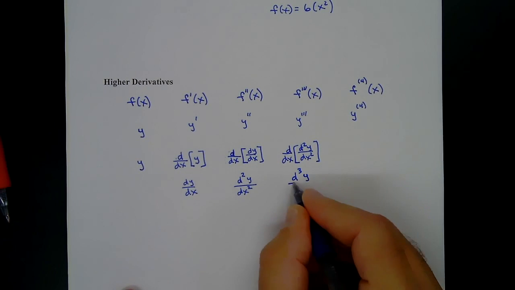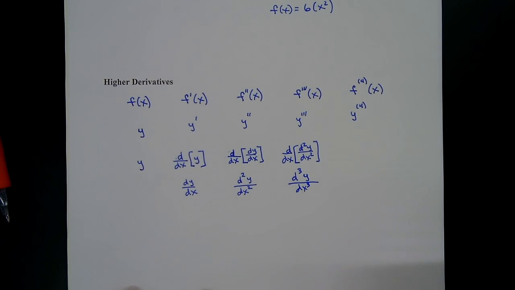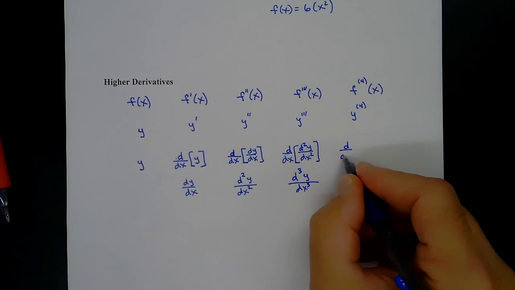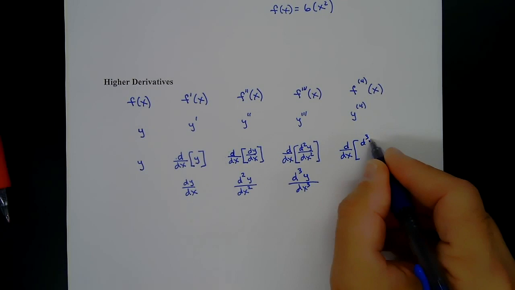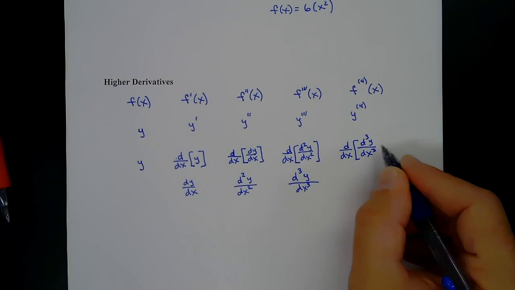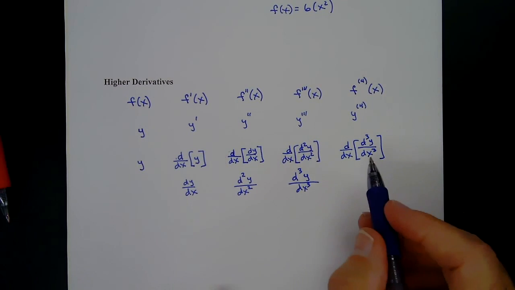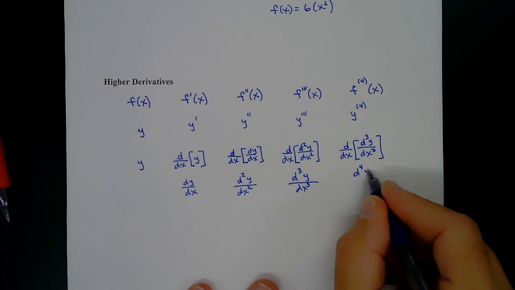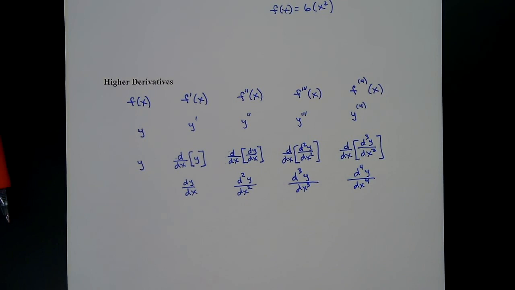It's the third derivative of y with respect to x for the third time. And then the fourth derivative would be d/dx of the third derivative of y with respect to x. And so this becomes the fourth derivative of y with respect to x for the fourth time.